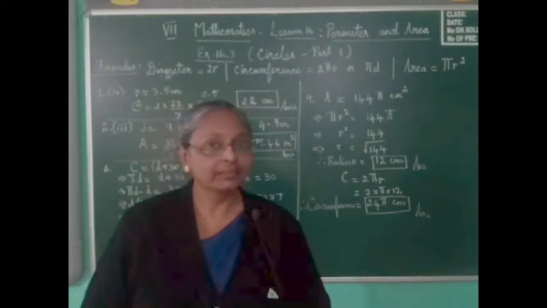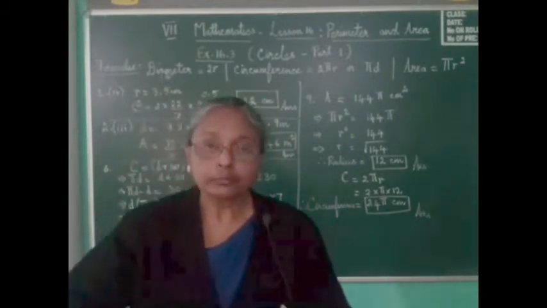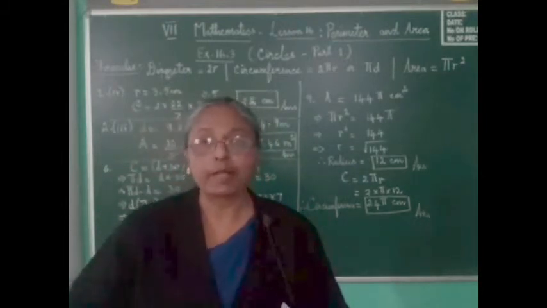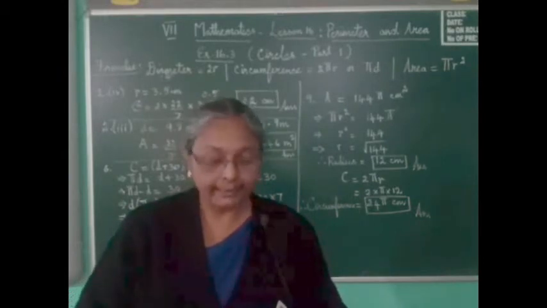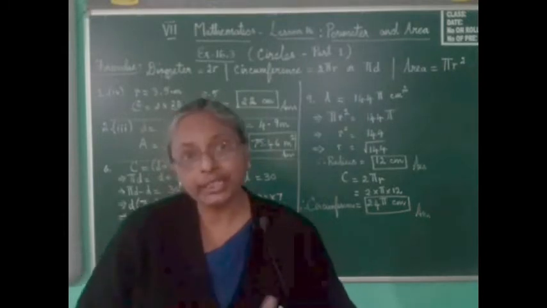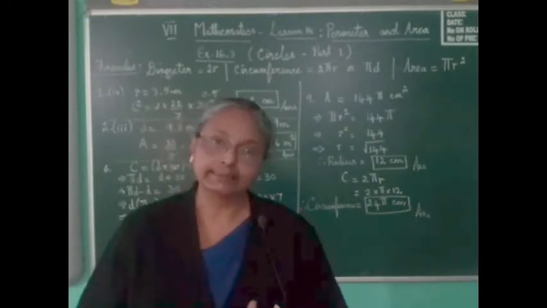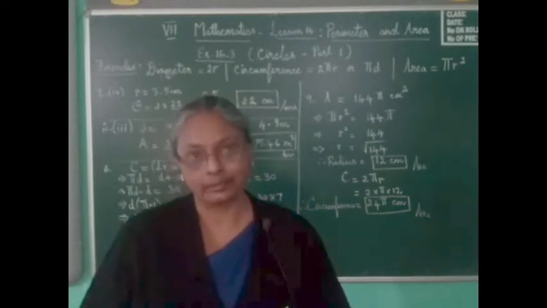What is a circle? A circle is made up of a constant distance from a center. If you keep a center and take a constant distance, and if you just measure it, then it will be forming a circle. That constant distance is called the radius of the circle.